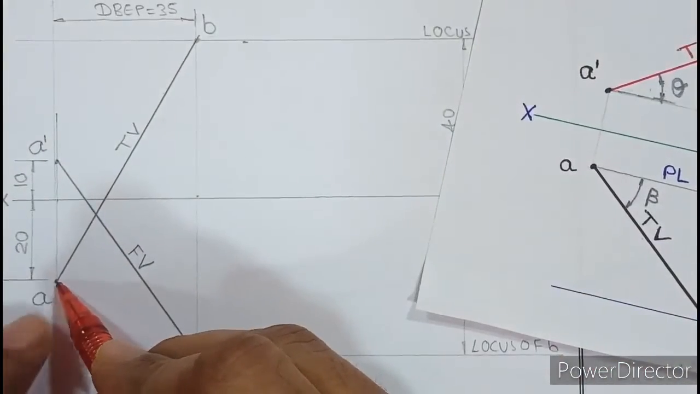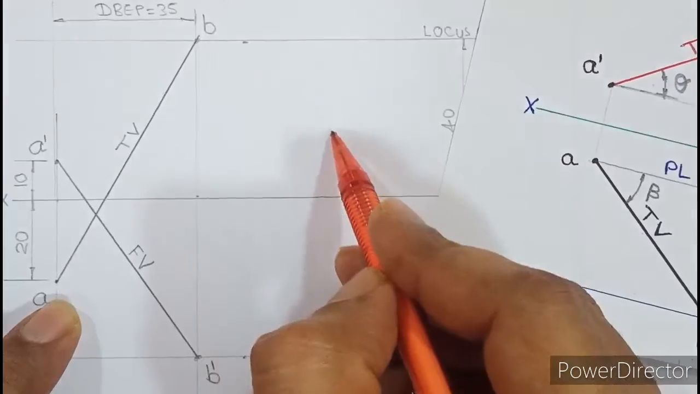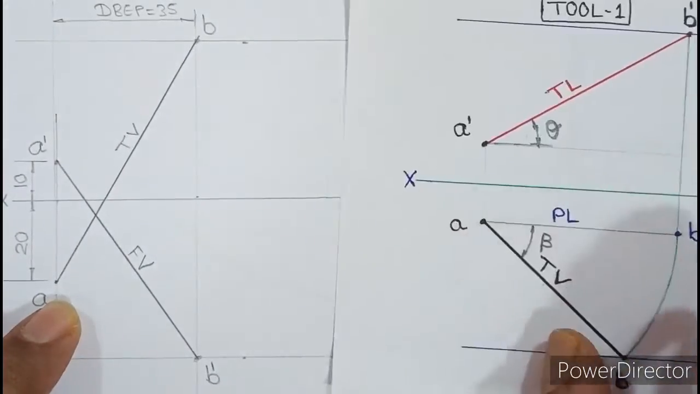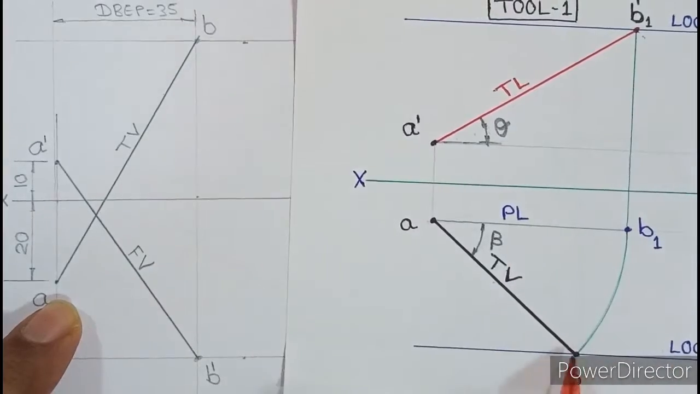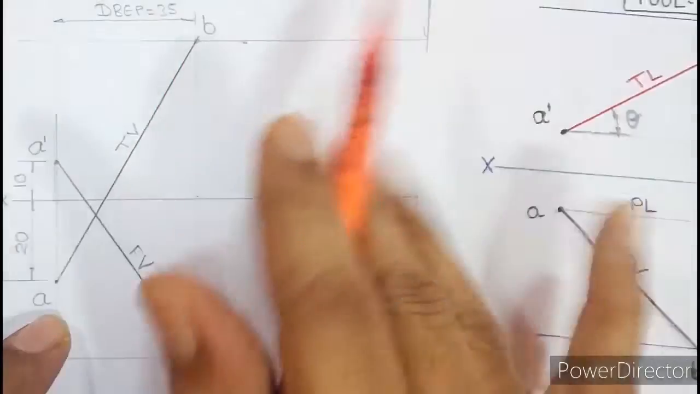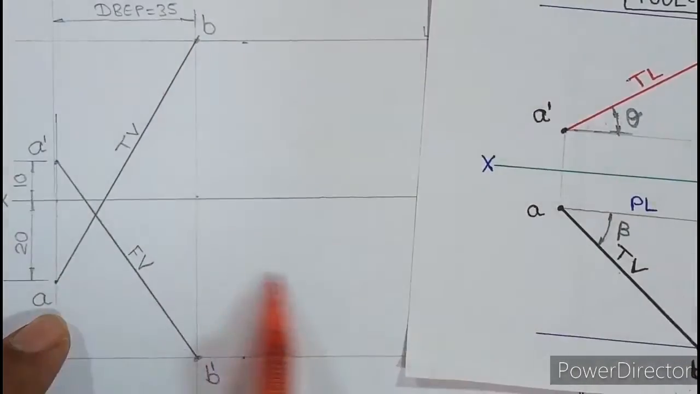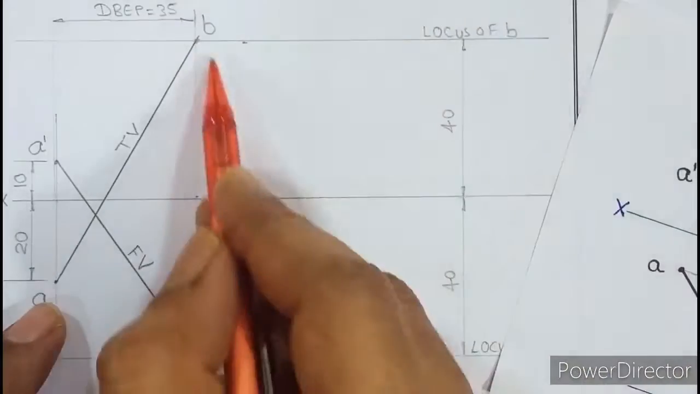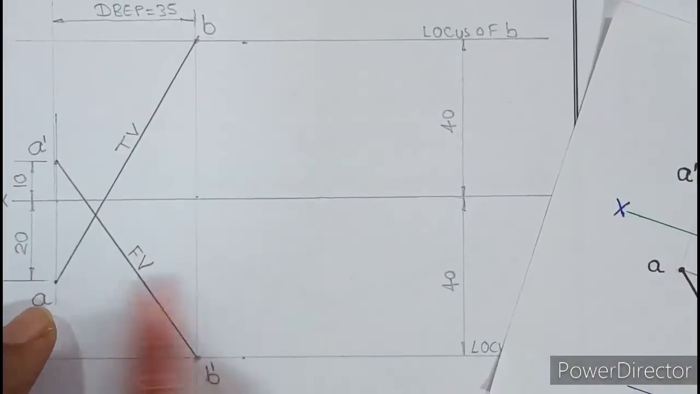We'll keep this point A fixed and we'll rotate B, but we'll not stop here. We'll rotate B till the level of A. So I'll again repeat, as per the tool, you have to rotate B but till the level of A. Same to same you have to do here. Rotate B till the level of A. So you have to stop here. Once you reach there, you'll get plan length and B1.